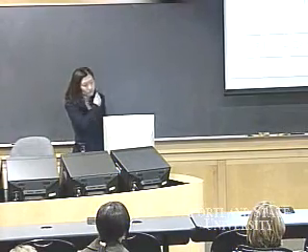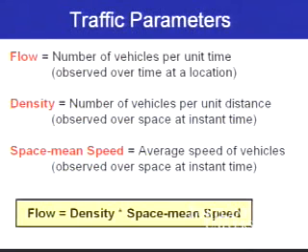So let me start with a further definition of oscillations. These are some relevant traffic parameters. If you know these already, please bear with me for a minute. Flow is number of vehicles per unit time observed at a particular location. And density is number of vehicles per unit distance observed at instant time. And space mean speed is average speed of vehicles observed over space and instant time. And the relationship among these parameters is such that flow is equal to density times the space mean speed.